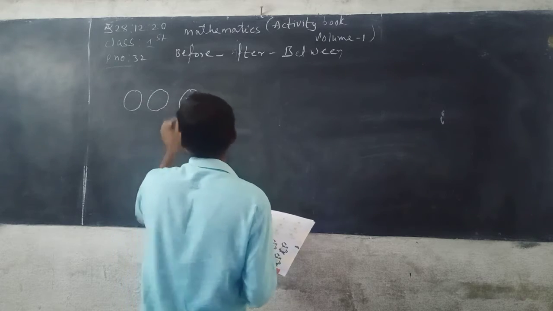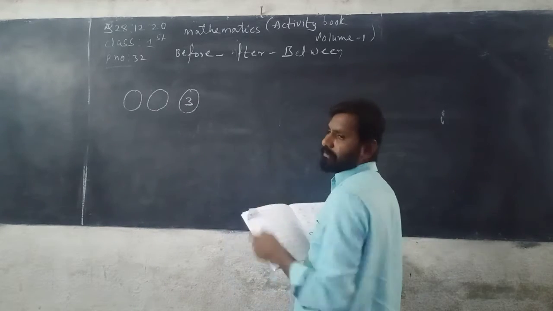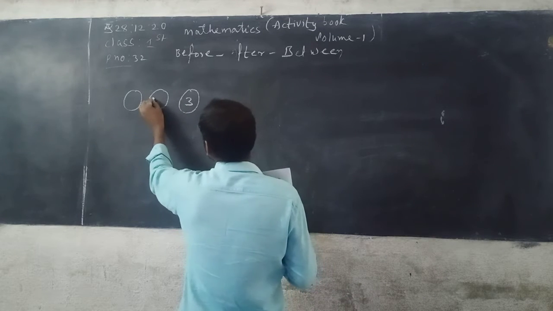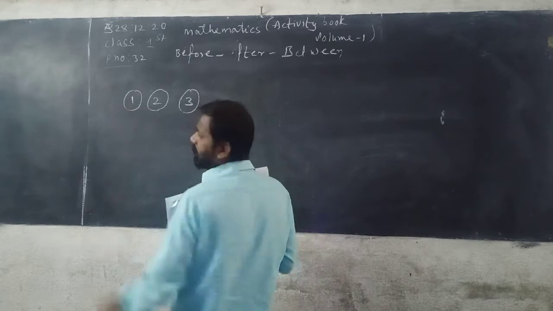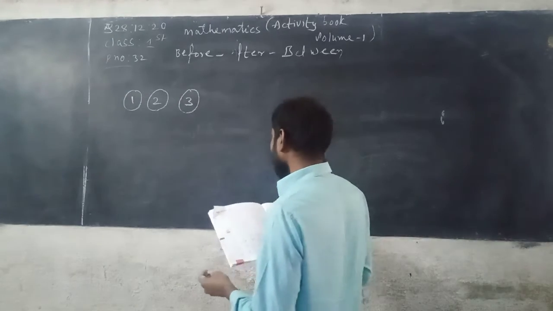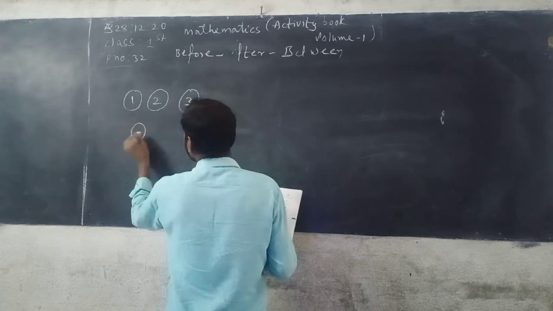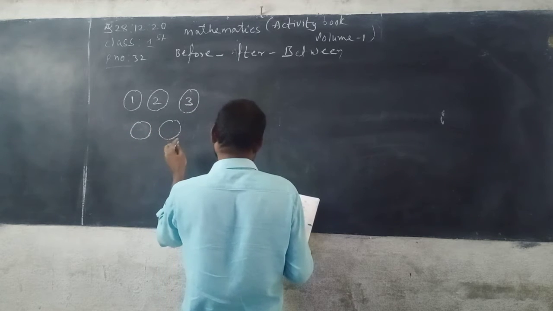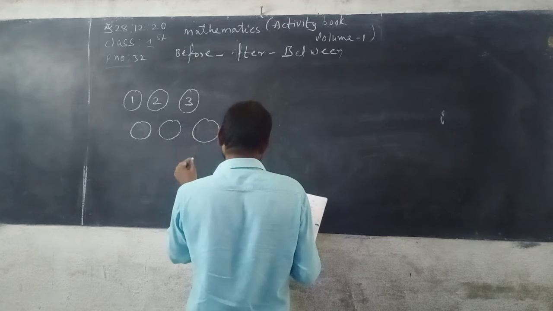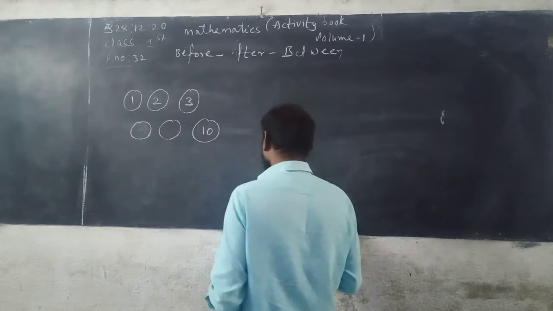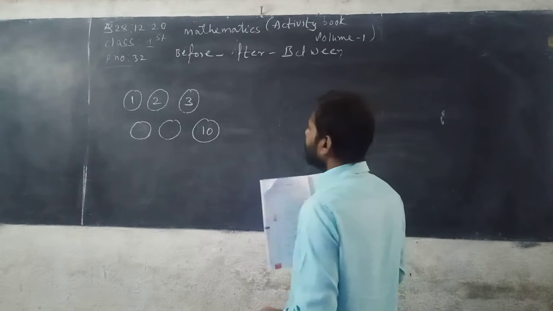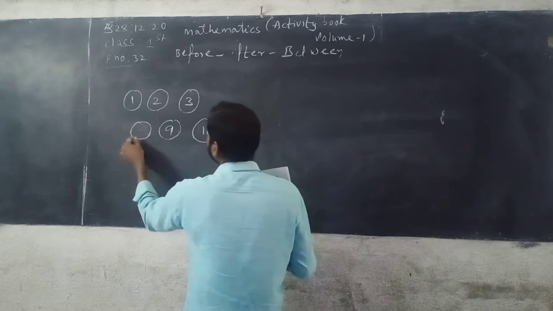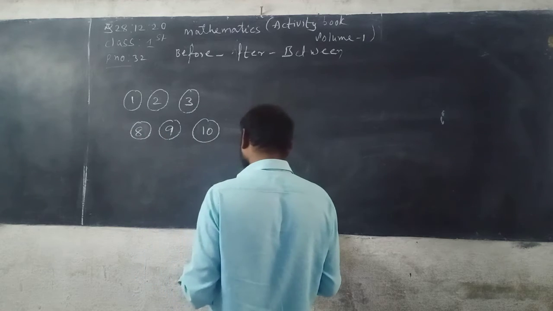See here, 3 is given. So the before number of 3 is 2. 2's before number is 1. Now next here. The given number 10, the number that comes before 10 is 9. The number that comes before 9 is 8.